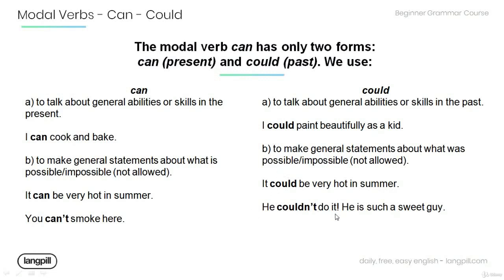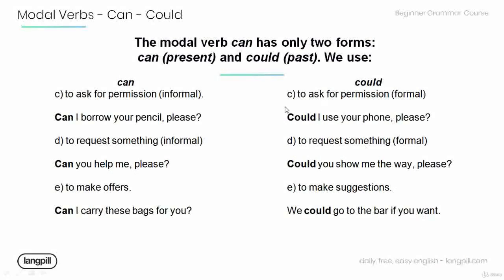He couldn't do it. He is such a sweet guy. It was impossible for him to do it. C, to ask for permission. Formal. Could I use your phone, please?